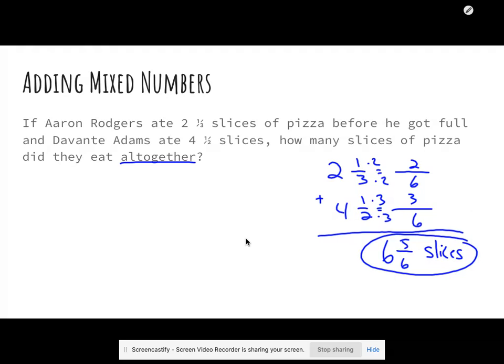All right, so remember, rules are still the same. You just got to make sure that when you get to your final answer, you change that into a mixed number, you add it back to your original whole numbers.